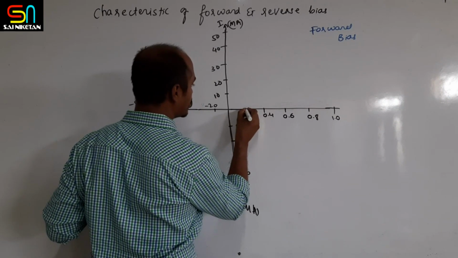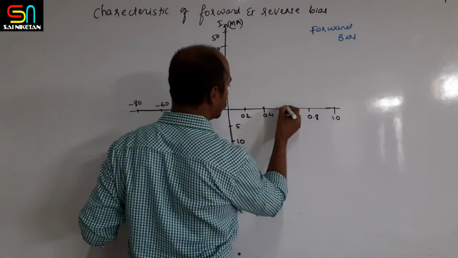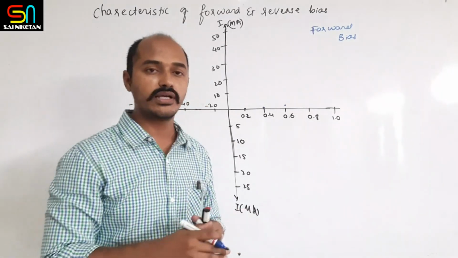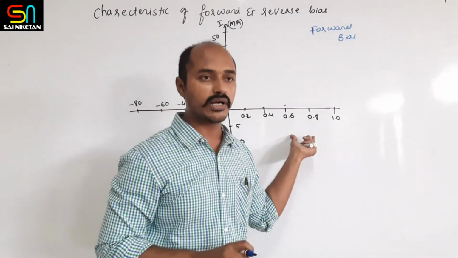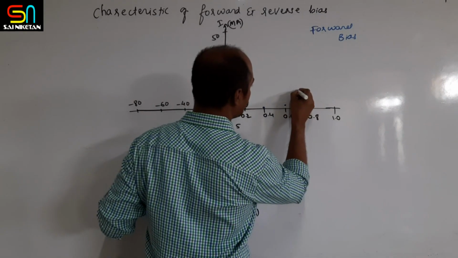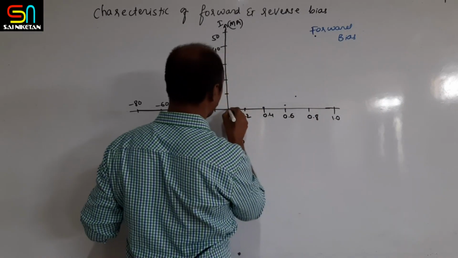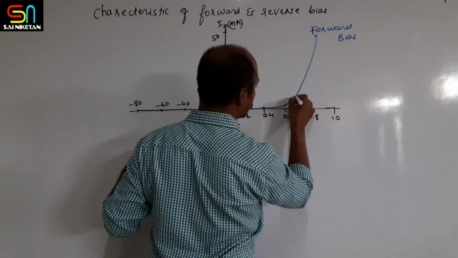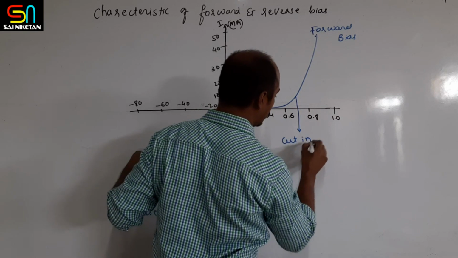Once the voltage reaches 0.2, there is no current. At 0.4, there is no current. At 0.6, a little bit of current is induced in the diode, because whatever energetic electrons are there, after absorbing the energy, they cross the boundary, and a very little current is induced. Once the potential reaches the cut-in voltage, suddenly the current increases further as voltage increases. So this is what the curve is, and this is the cut-in voltage.